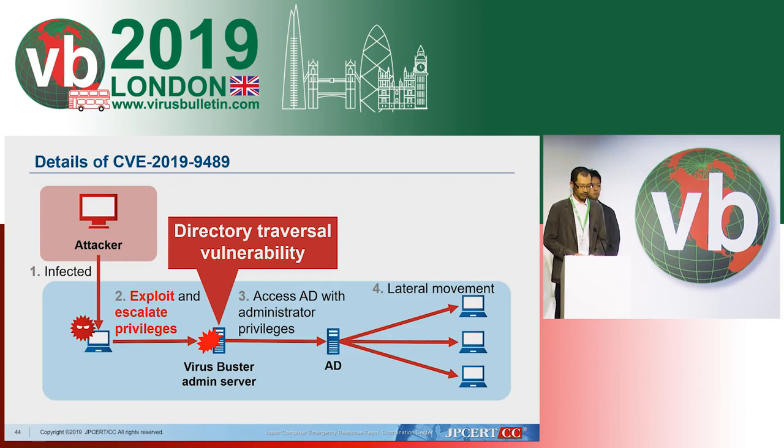This vulnerability is a directory traversal vulnerability in the Virus Buster admin server. The attacker infects a host with malware by some means, and after that they exploit this vulnerability to escalate their privileges. After the escalation, the attacker is able to take over the Active Directory to conduct lateral movement.